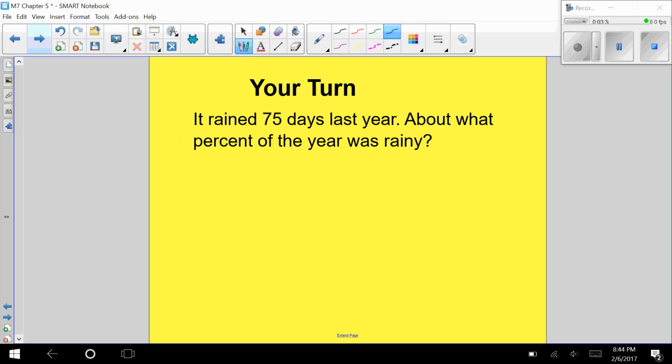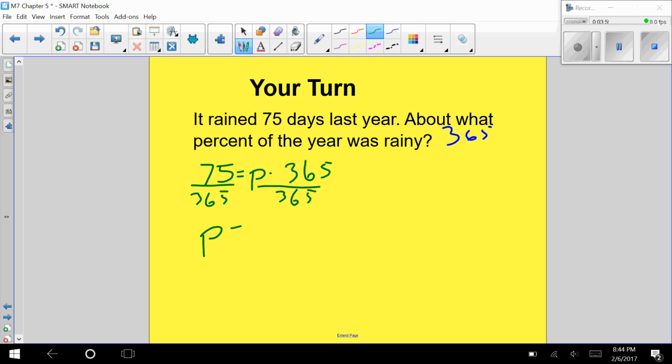Try this one. It rained 75 days last year. About what percent of the year was raining? Remember, there are 365 days in a year. So we should say 75 equals P times 365. Divide both sides by 365. And we should get P equals 0.205. Turn that into a percent, and we get 20.5%.